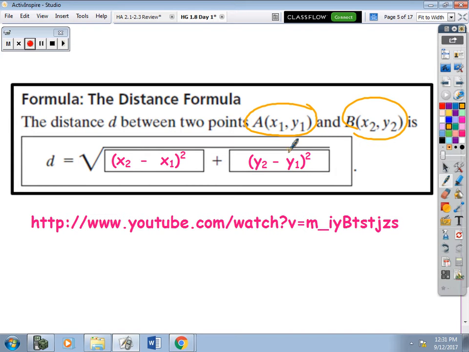It has a big square root, and we'll have parentheses x sub 2 minus x sub 1, parentheses squared, plus y sub 2 minus y sub 1 quantity squared. It's kind of like the slope formula, y2 minus y1 over x2 minus x1, but different. But this is derived from the Pythagorean theorem.